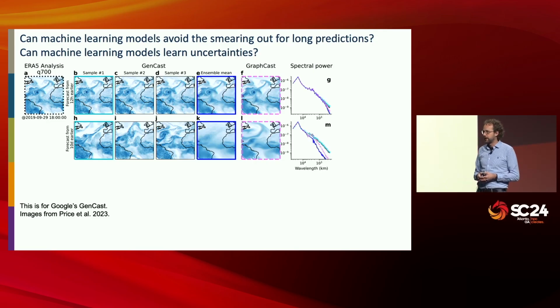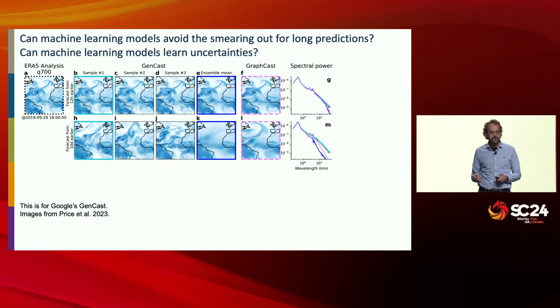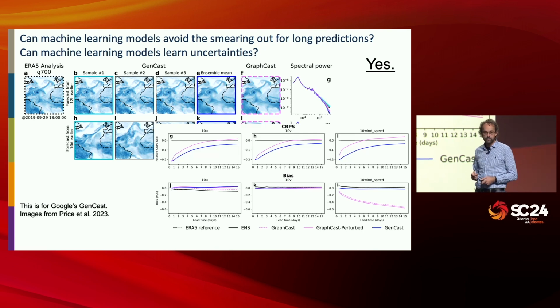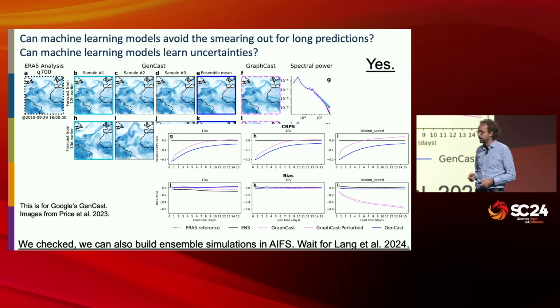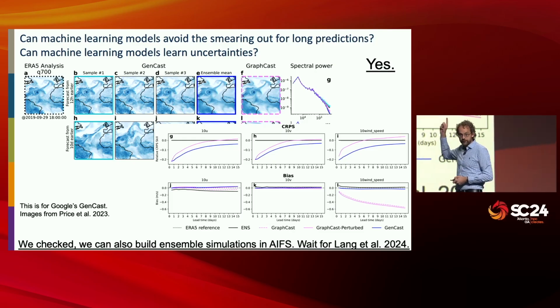That's not really surprising if you know a lot about machine learning, that you can recreate small-scale structures and these kinds of things. But it was still good to see that you can run these models and also provide good, consistent trajectories that don't smear out, and good results for ensemble scores in principle. So Google was the first again, but we also did our job, and we are now able to run ensemble simulations with AIFS and get good results, and there's a paper to come out in probably a couple of weeks from now. So the answer is yes to those two questions.